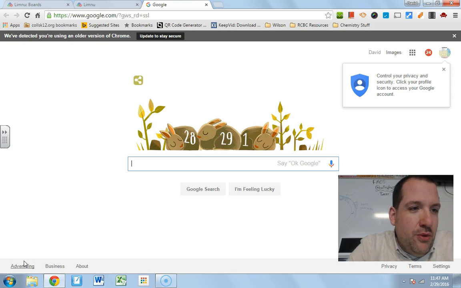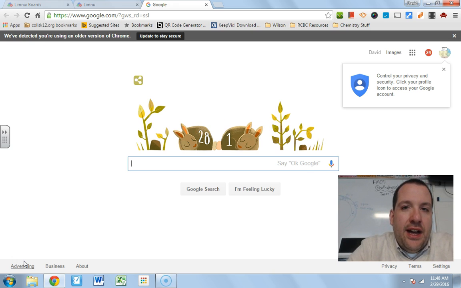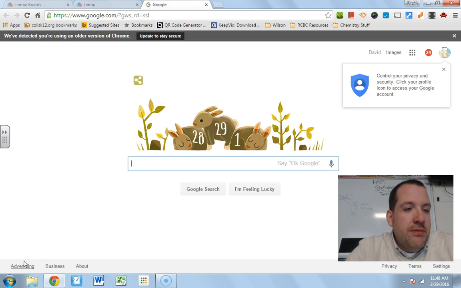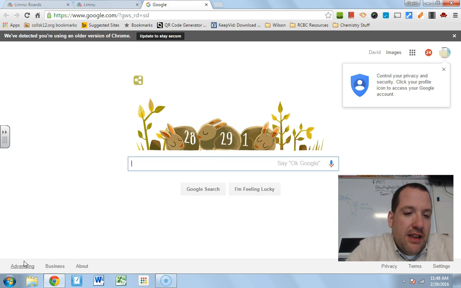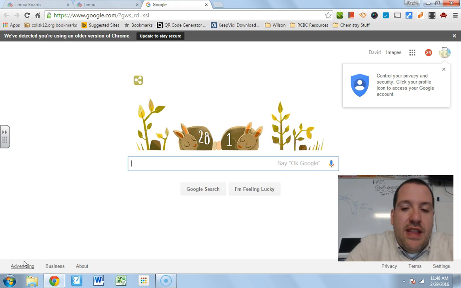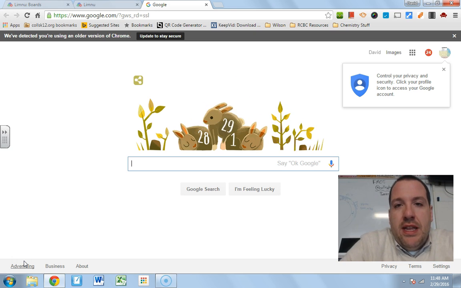This flip tip has to do with Limnu. For those teachers who are interested in doing some flipping or integrating technology in their classroom, this is an online interactive whiteboard that allows you to interact with any of the students that happen to be logged in. You can share a board with them and they can write on it.